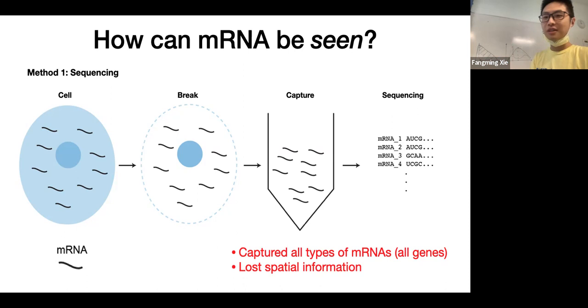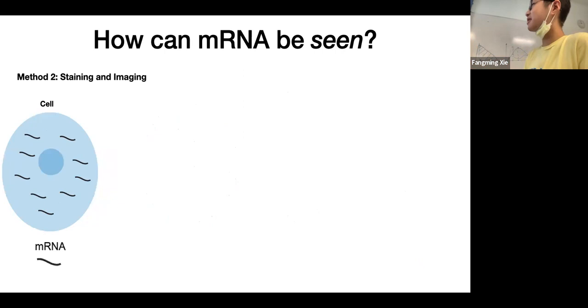Another approach, similarly, here's a cell with mRNA floating around, is by staining and imaging. In order to make it seen, we first clear the samples to get rid of other things.